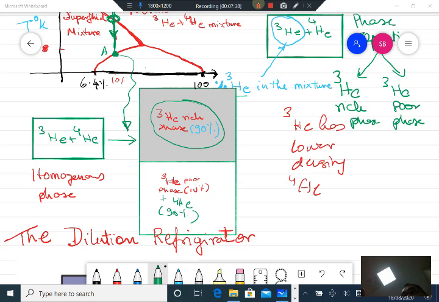This is a very interesting phase diagram. A lot of physics is involved in it. We cannot go into that, but we just want to take the essential interesting features and see how this can help us in understanding how to generate low temperatures.